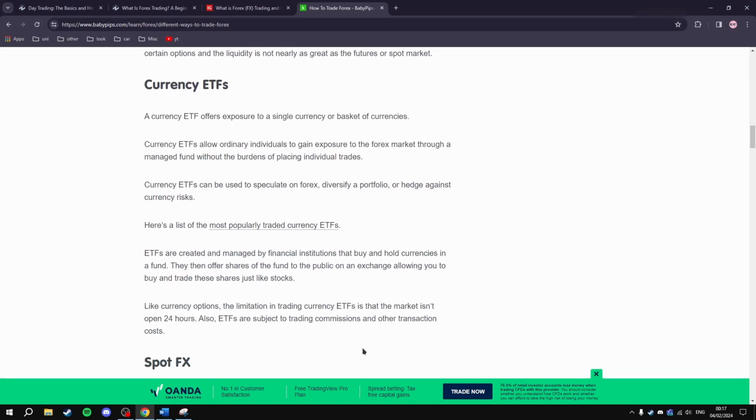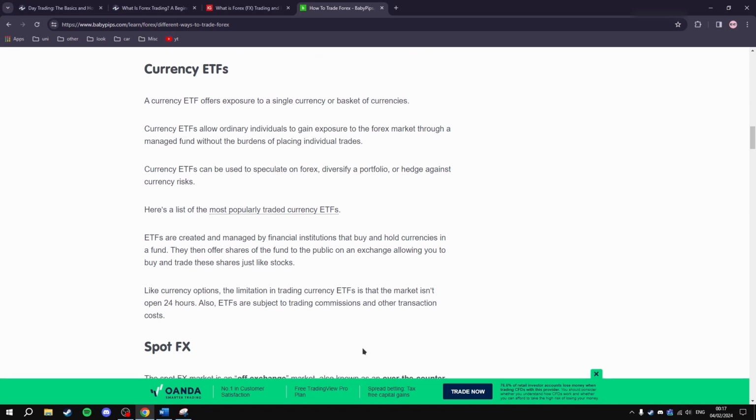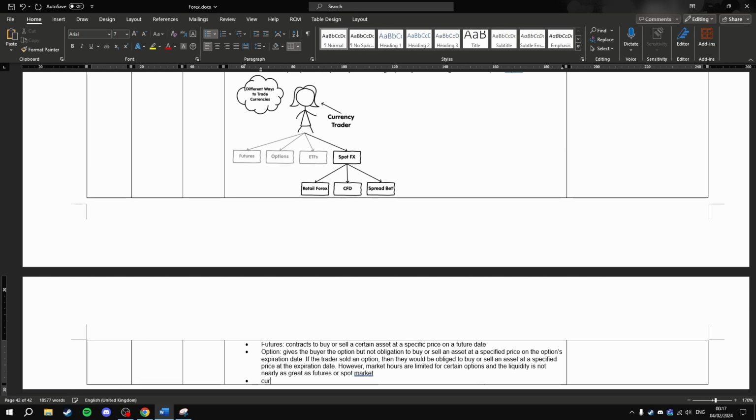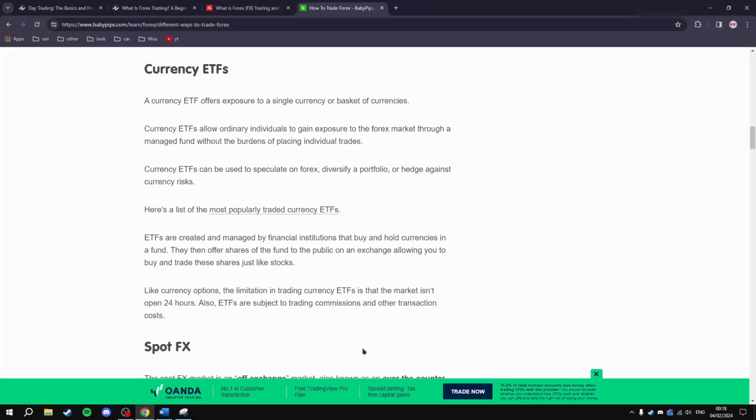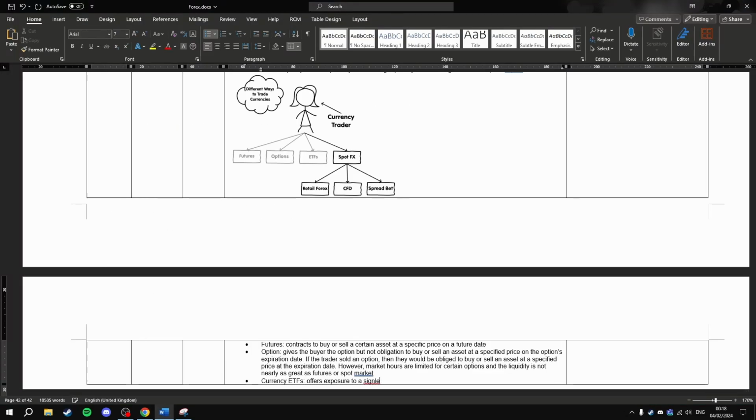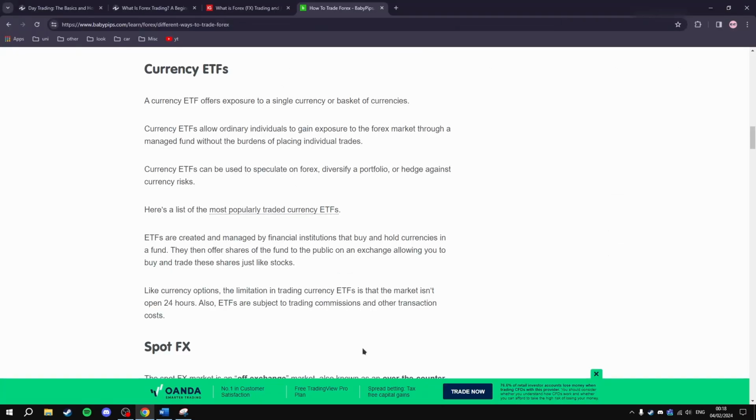Currency ETFs. A currency ETF offers exposure to a single currency or basket of currencies. Currency ETFs allow ordinary individuals to gain exposure to the Forex market through a managed fund without the burdens of placing individual trades.